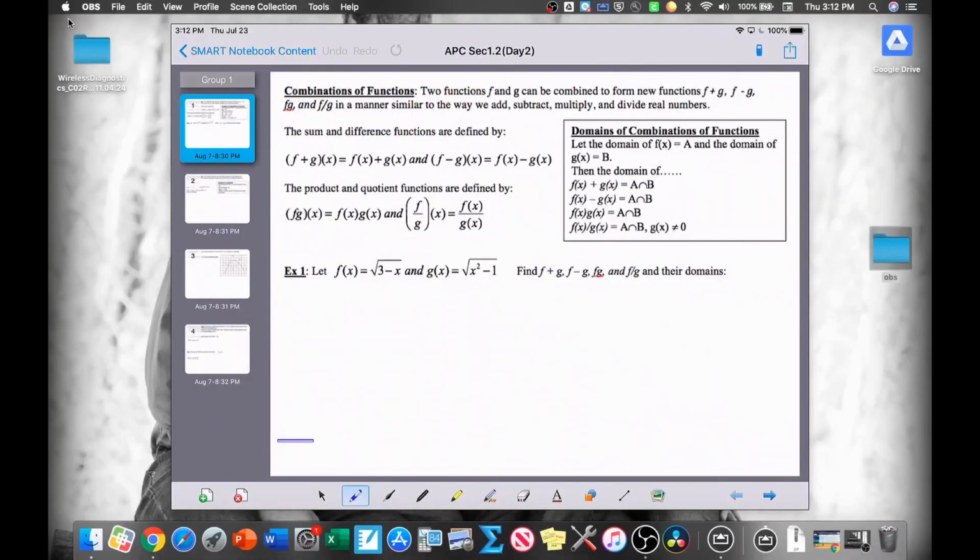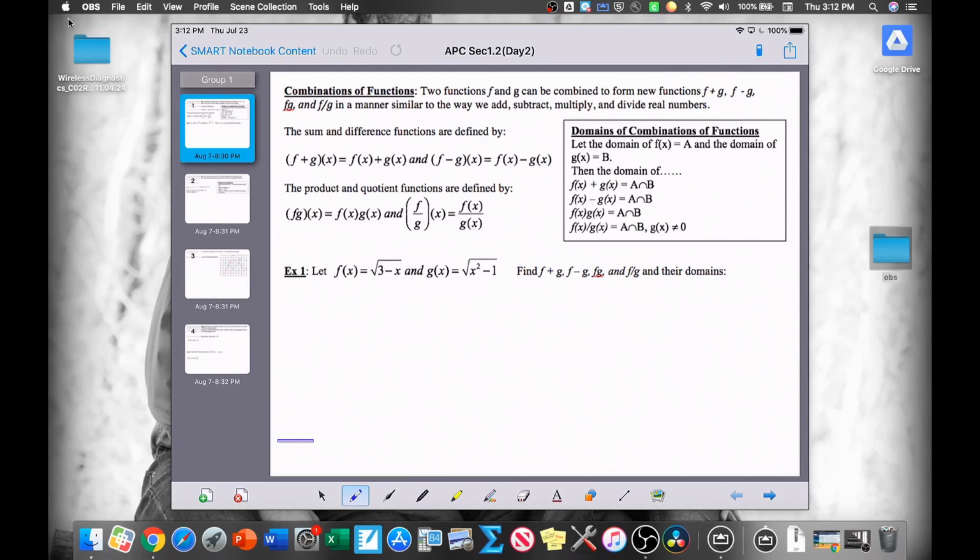Hello math friends, this is AP Calculus section 1.2 day 2. Today we are going to be talking about combinations of functions. So we have two functions, we'll call them f and g, and we could combine these two functions together in different ways to create a new function. And these operations that we can do would be addition, subtraction, multiplication, and division.